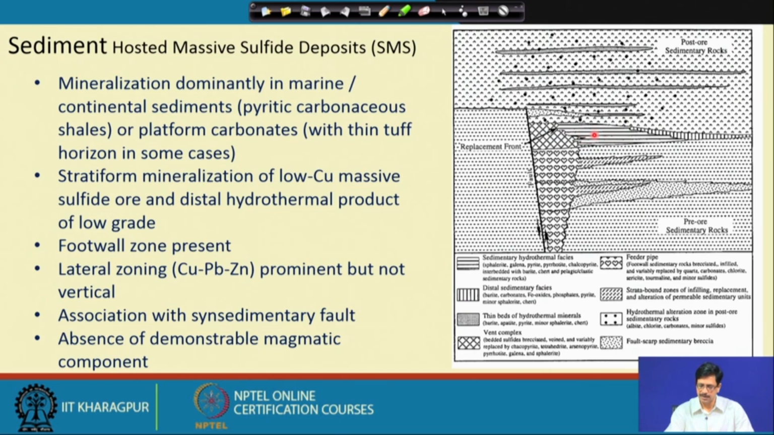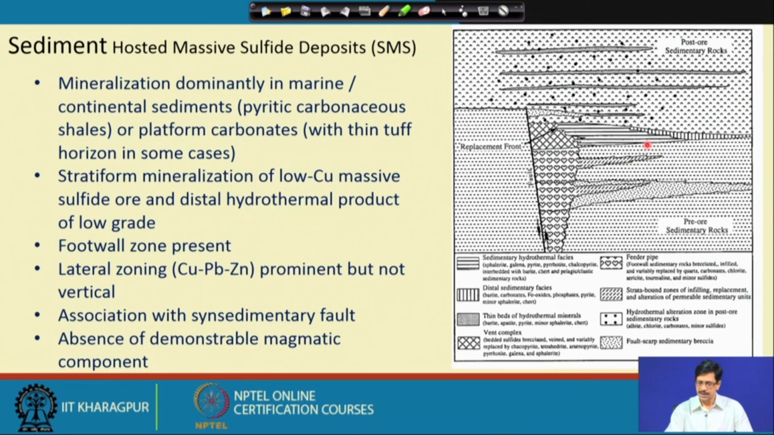There is proximal sulphide mineralization in the form of the sedimentary hydrothermal facies, where sphalerite, galena, pyrite, pyrrhotite and chalcopyrite are associated, and also a distal sedimentary facies with barite and carbonate. In terms of grade, the distal is rather lean or low grade, whereas the proximal one is the rich mineralization. What is observed is that the sulphide body is very much conformable with the sedimentary strata, like what we get in the VMS deposits.